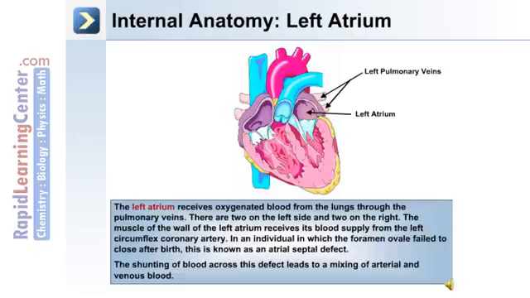In an individual in which the foramen ovale failed to close at birth, this is known as an atrial septal defect. The shunting of blood across this defect leads to a mixing of arterial and venous blood.